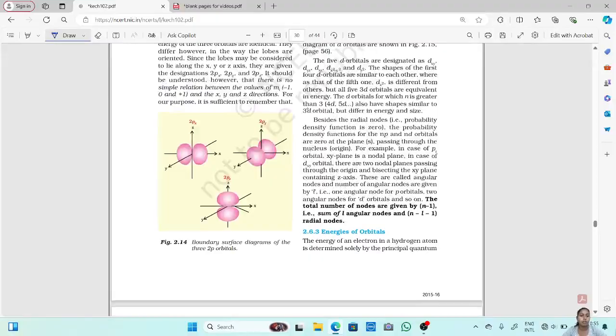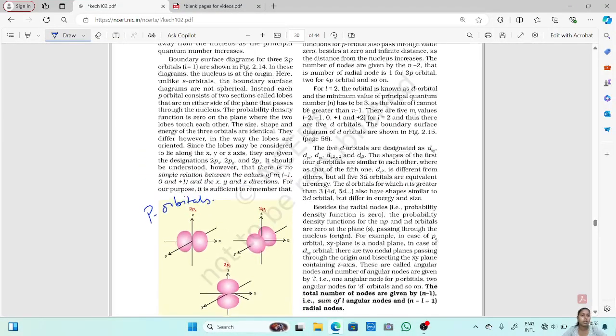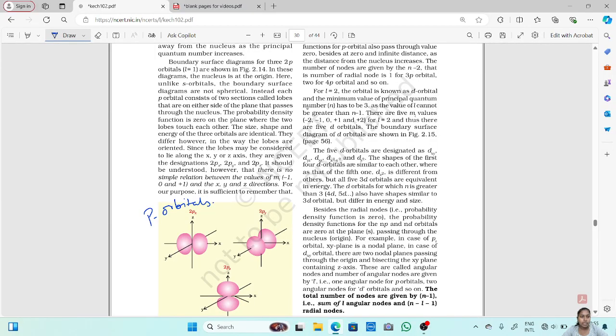These diagrams are for p orbitals. In these diagrams, the nucleus is at the origin. Here, unlike s orbitals, the boundary surface diagrams are not spherical. For s orbitals, they are spherical in shape, but for p orbitals, they are not. Instead, each p orbital consists of two sections called lobes, two lobes attached to each other.